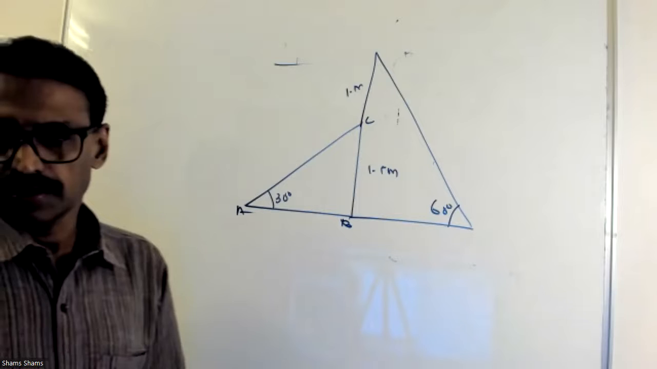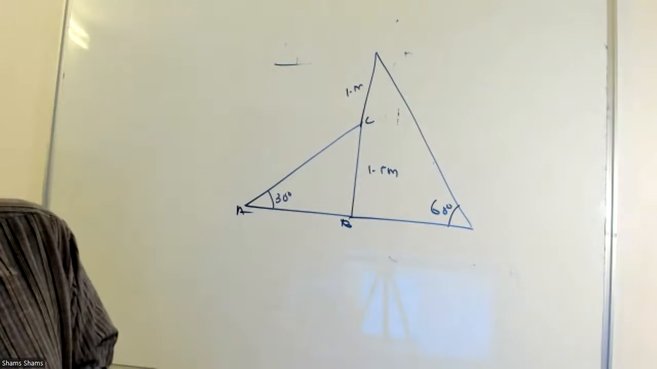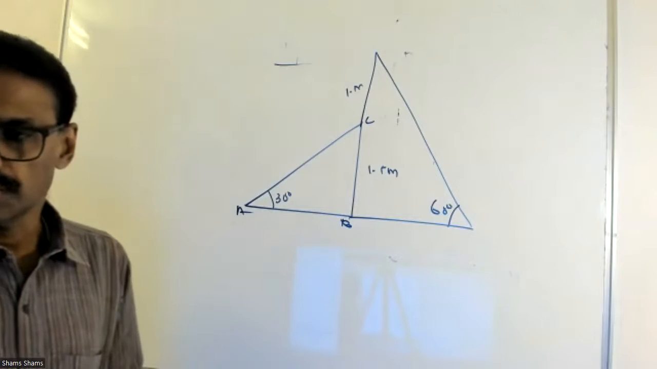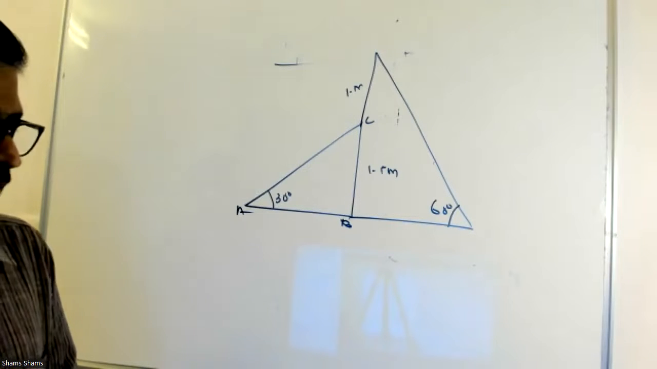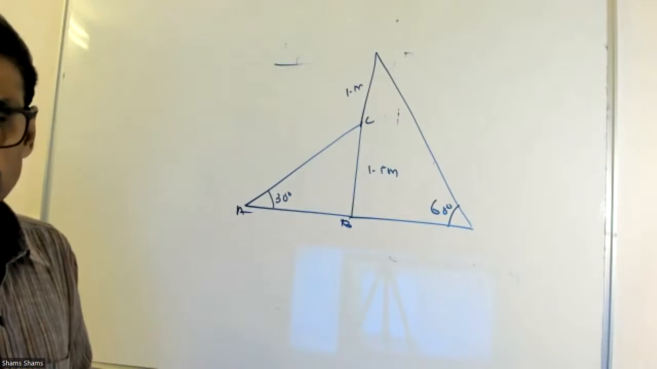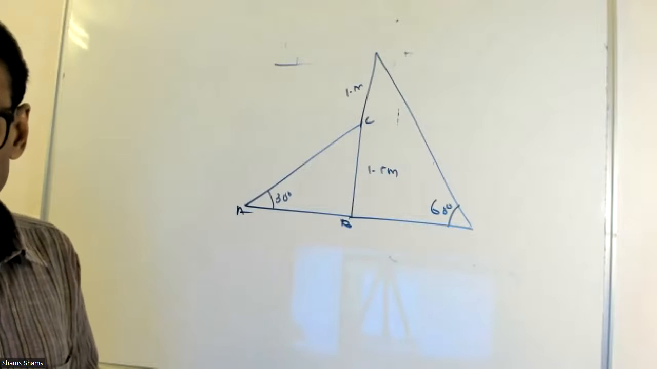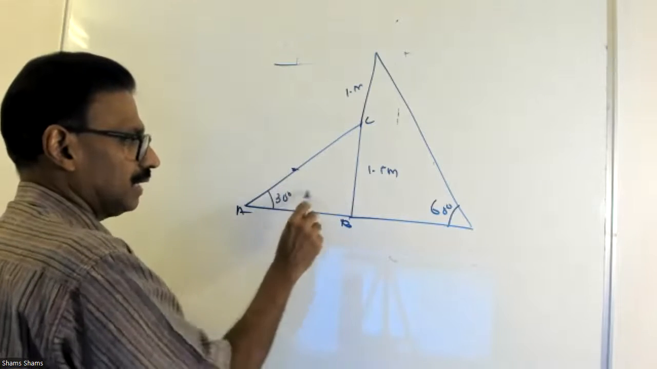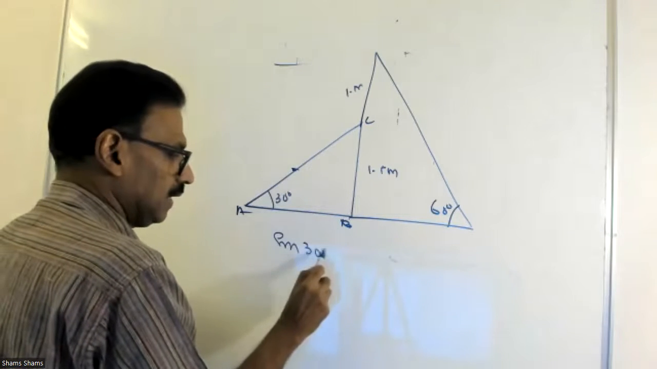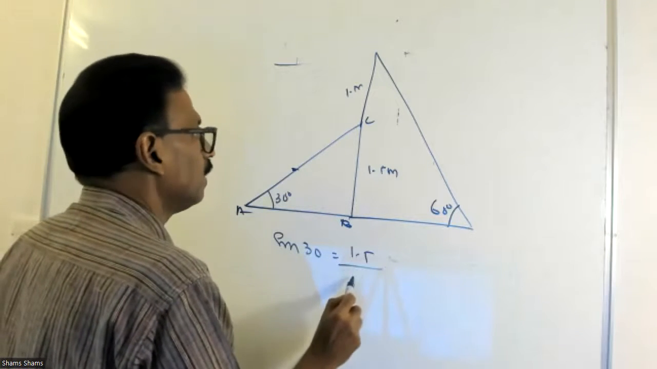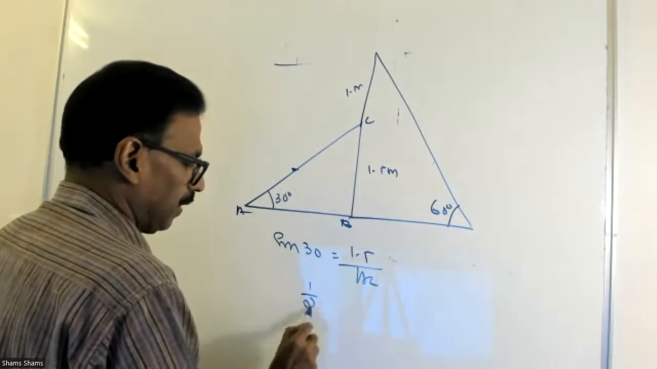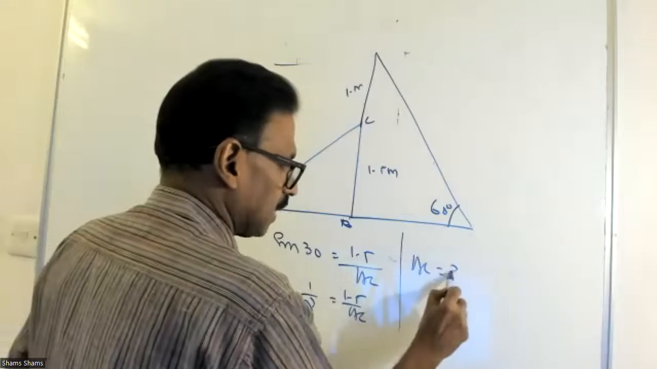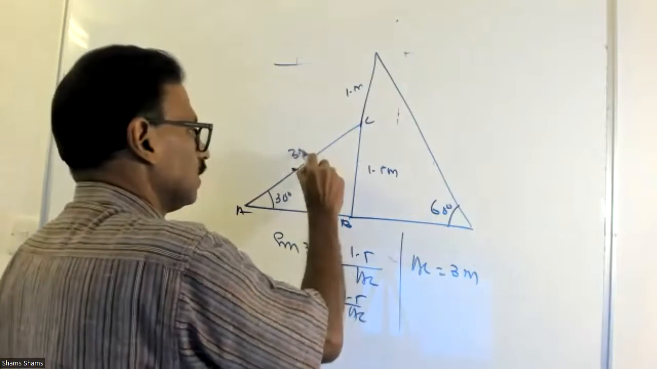If you understood the figure, Anubhama, understood the figure or not? Okay, now we can find out the slide. Sine 30 equals 1.5 divided by AC. Sine 30 is 1 by 2, so 1/2 equals 1.5 by AC, which implies AC equals 3 meter. This one is 3 meter.